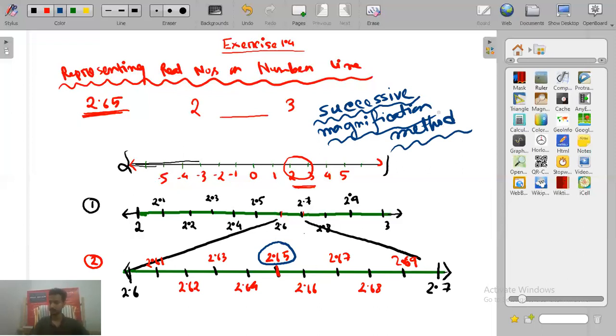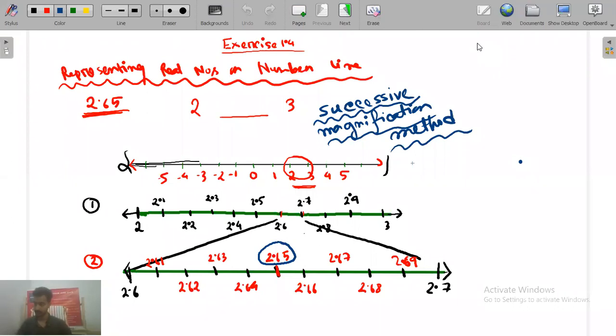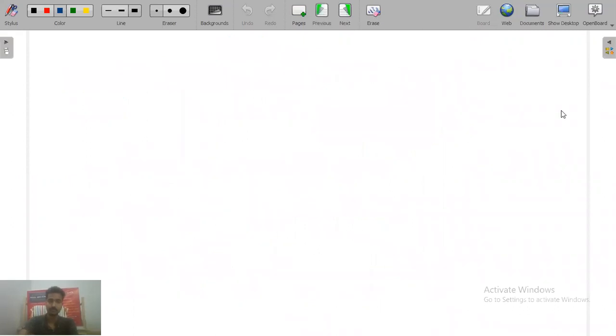So all of you now see page number 18 and see question number 1. Same process. All of you see page number 18, exercise 1.4. Read question number 1. So what is the question? It says visualize 3.765 on the number line using successive magnification.